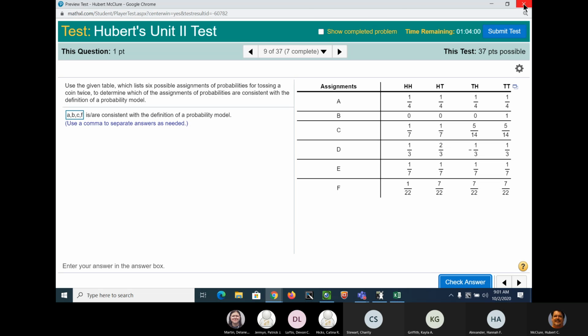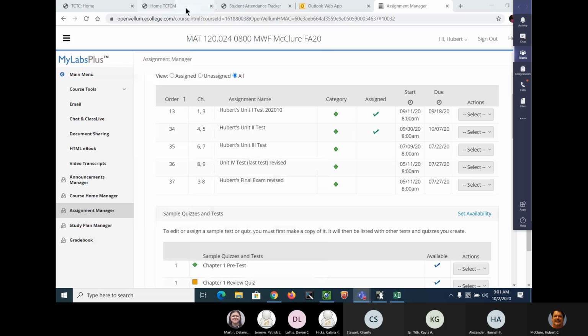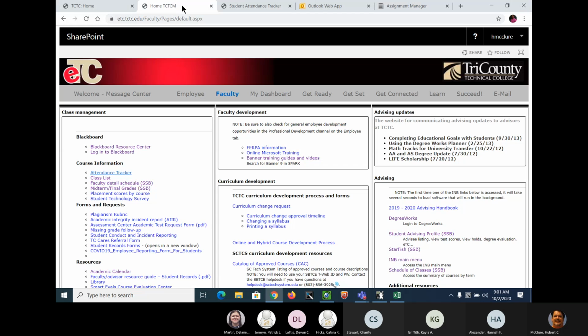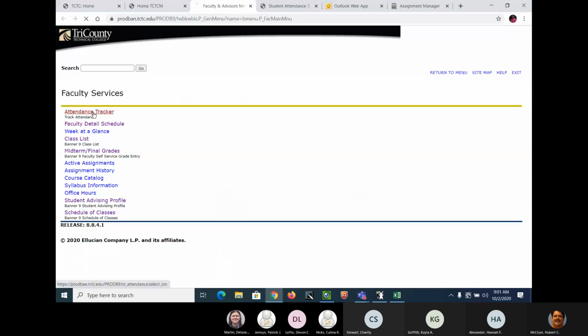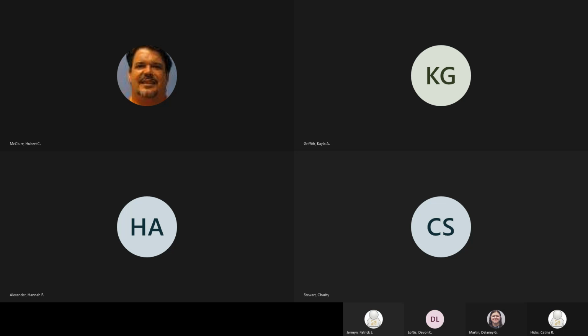So I'm going to get out of this, and I want to go see if anybody else came in on the attendance tracker. Of course, I can't change it. I've got to email student records. I don't know why they do that, but why does Tri-County do what they do? So, and stop recording.